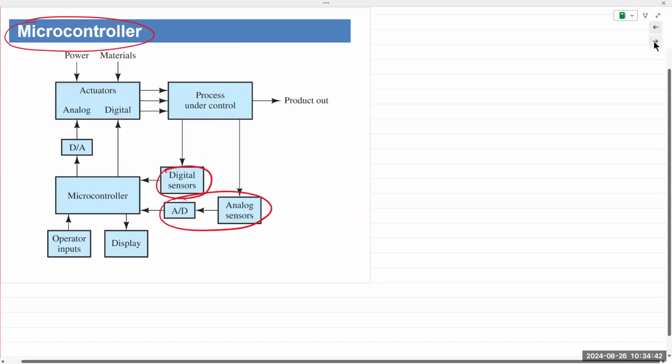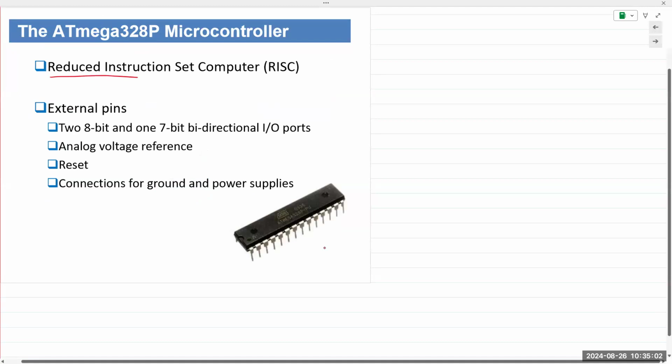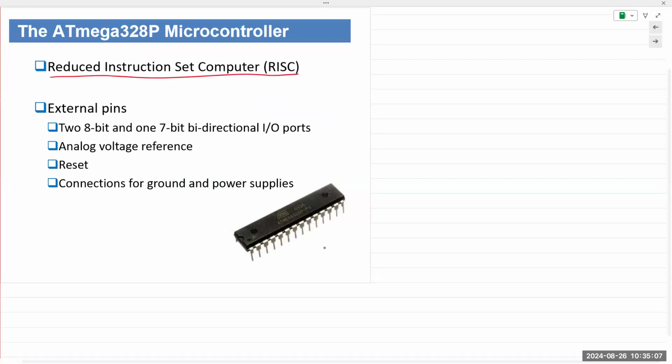So I was talking about reduced instruction set, right? Microprocessors typically have a very large instruction set. Microcontrollers typically have a very reduced instruction set. They can do limited things, but they can do limited things very well. So a reduced instruction set computer is known as RISC. And one of the biggest names in RISC machines is ARM.